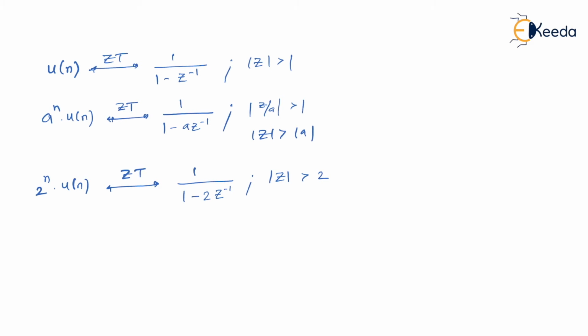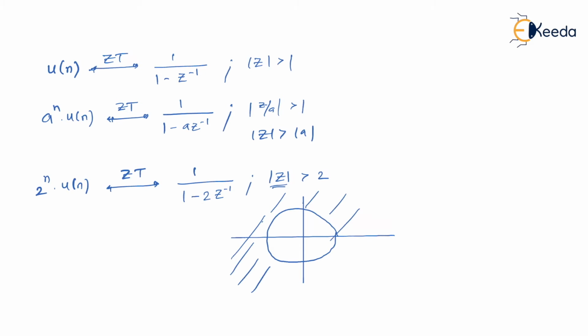So let me draw the ROC structure. As you know that mod of z is nothing but r, and r is nothing but the radius of the circle. So the radius of the circle is equal to 2 and mod of z greater than 2, it means the ROC will be outside the z equal to 2 circle. So this is the ROC for 2 to the power n u of n. I'm sure you understood this.